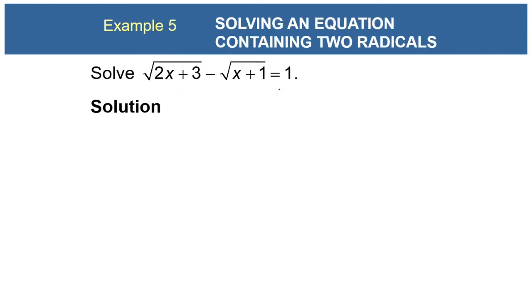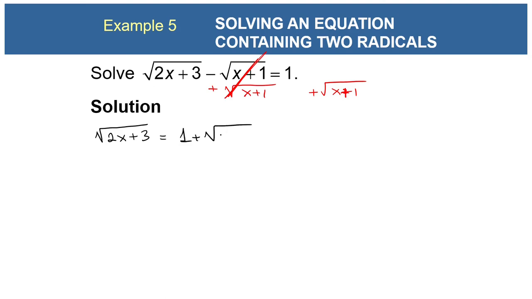In example 5, I'm going to isolate the radical, but since there's two radicals, I could decide to move the square root of 2x plus 3 or the square root of x plus 1. Let's just move the square root of x plus 1. The reason I'm choosing to move this to the right is because it makes it a positive radical, which is a little bit easier to deal with. So let's add the square root of x plus 1 to both sides. And this simplifies to the square root of 2x plus 3 equals 1 plus the square root of x plus 1.